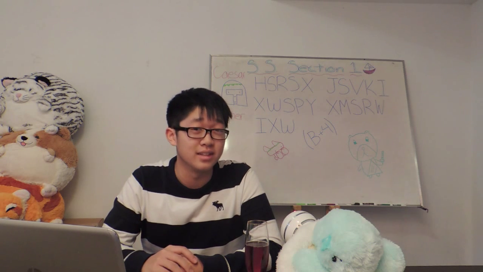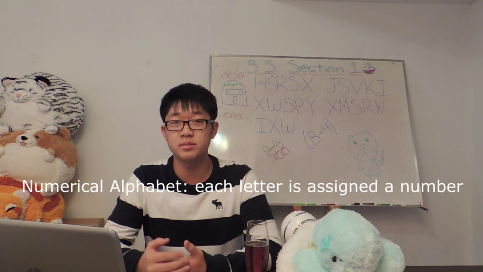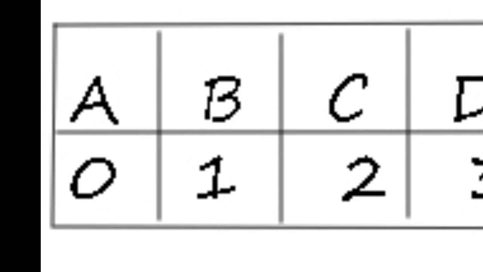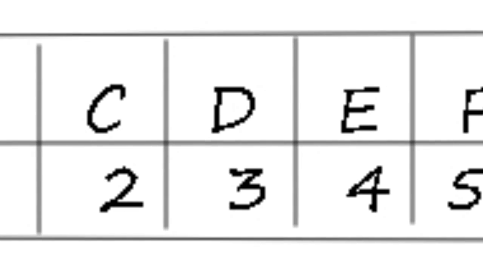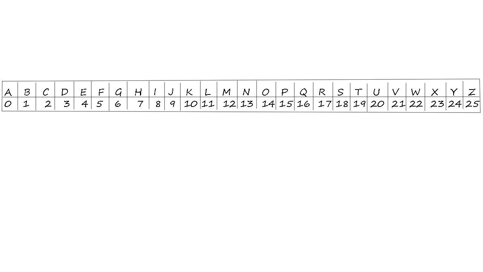So how do you actually use this cipher? Well, the Caesar cipher revolves around the idea of using a numerical alphabet. This means that each letter is assigned to a numerical value. Generally, A is assigned to 0, B is assigned to 1, C is assigned to 2, D is assigned to 3, and so on until Z, which is 25.